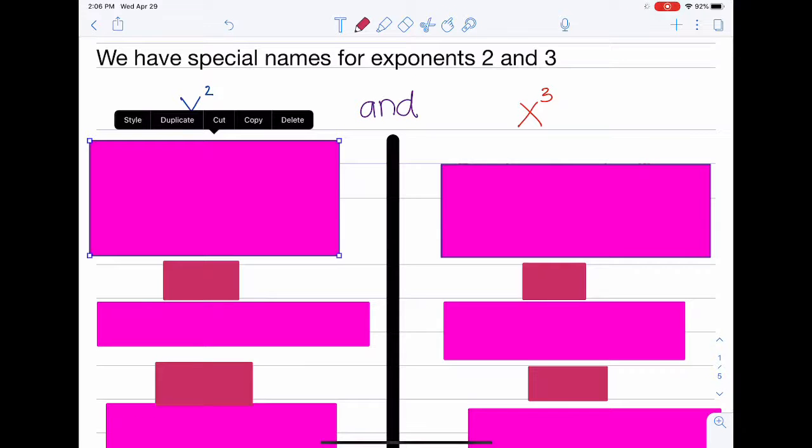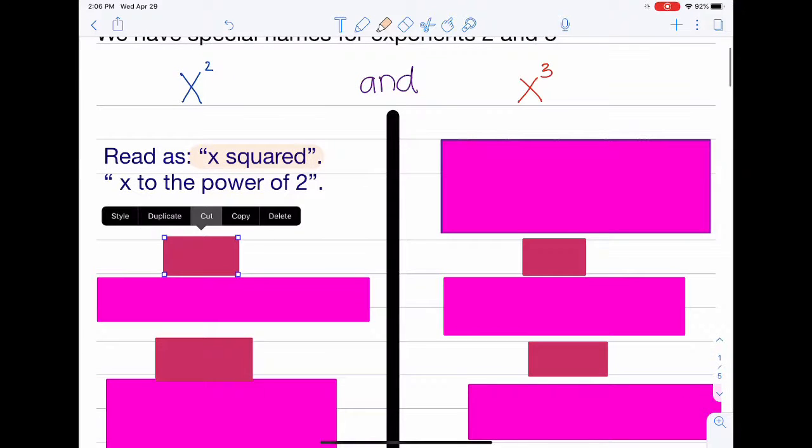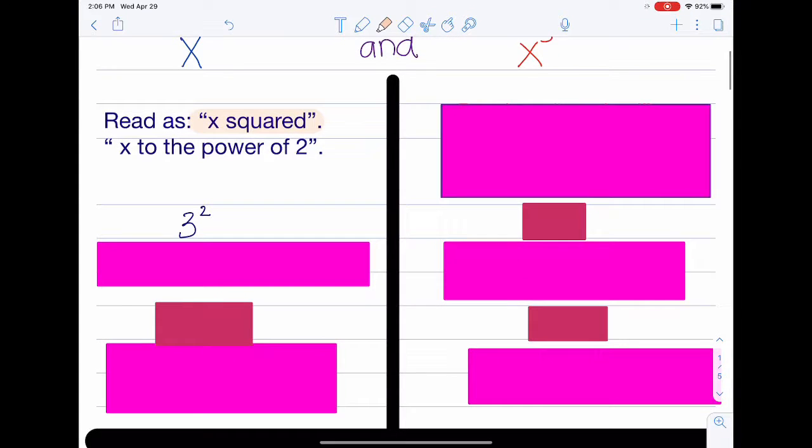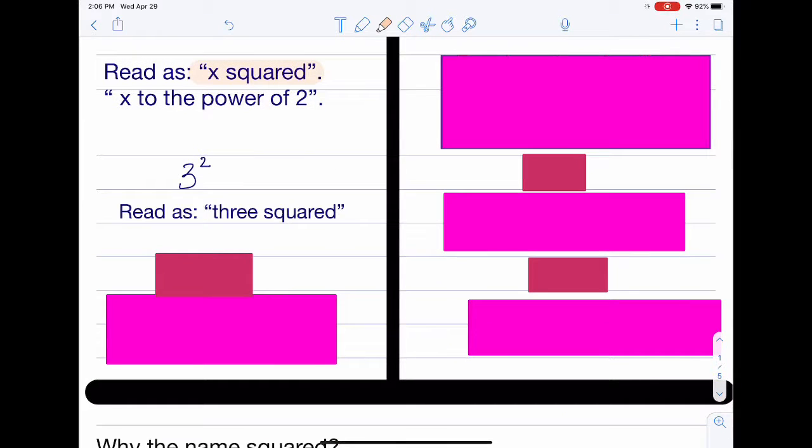So for example, here, this exponent can be read a certain way. We know it can be read as x to the power of 2, but the new way that I want you guys to focus on is that this could also be read as x squared. So let me give you another example. If I looked at this right here, how do you think I could read this? Hopefully you said 3 squared.